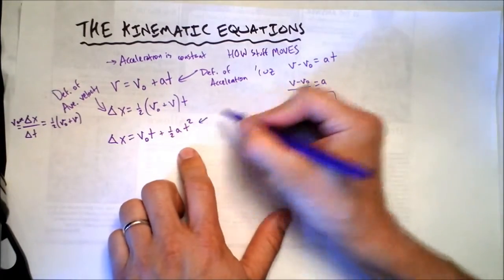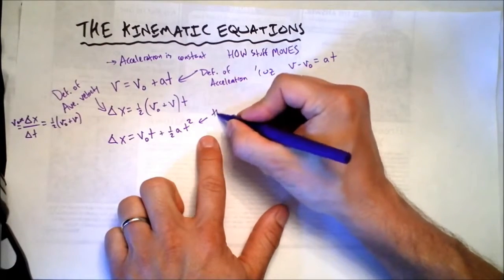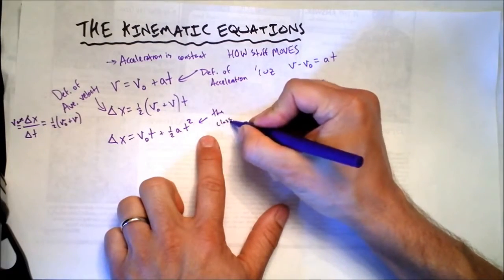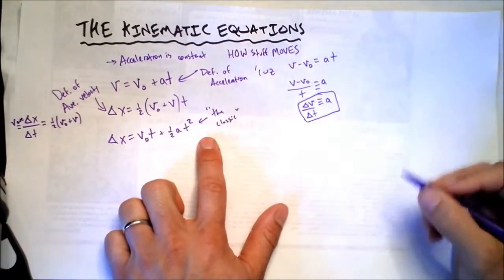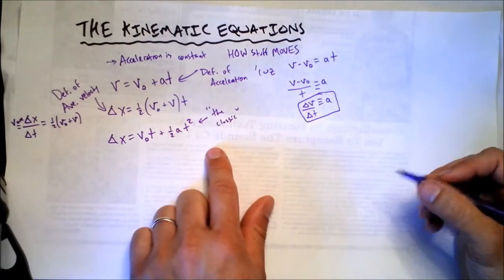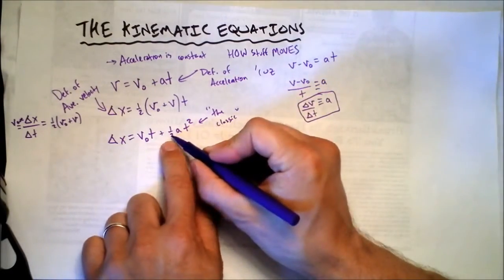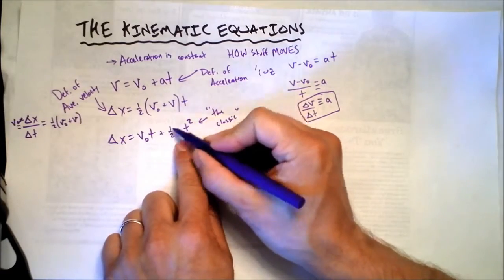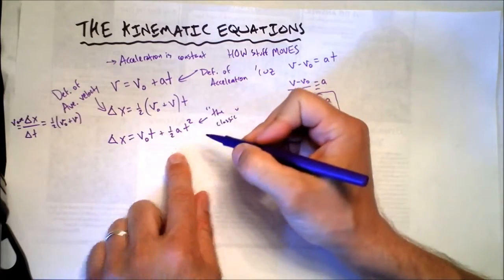This equation is so useful and so ubiquitous, I call it the classic. And it comes from calculus. This 1/2 right here, the square right here, you'll see this is a beautiful calculus form that comes up all the time.